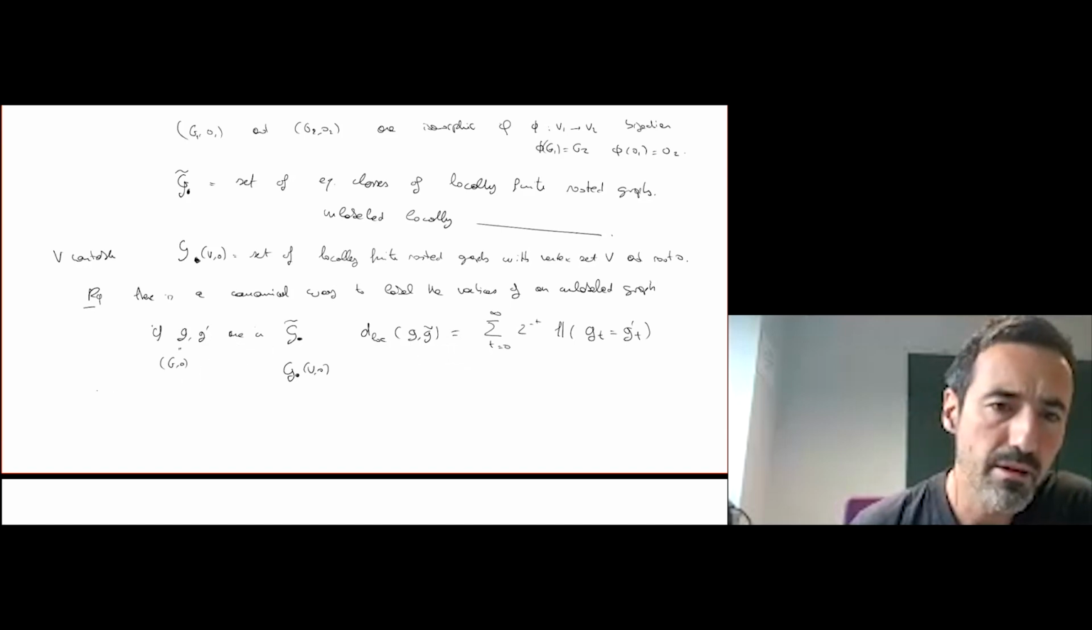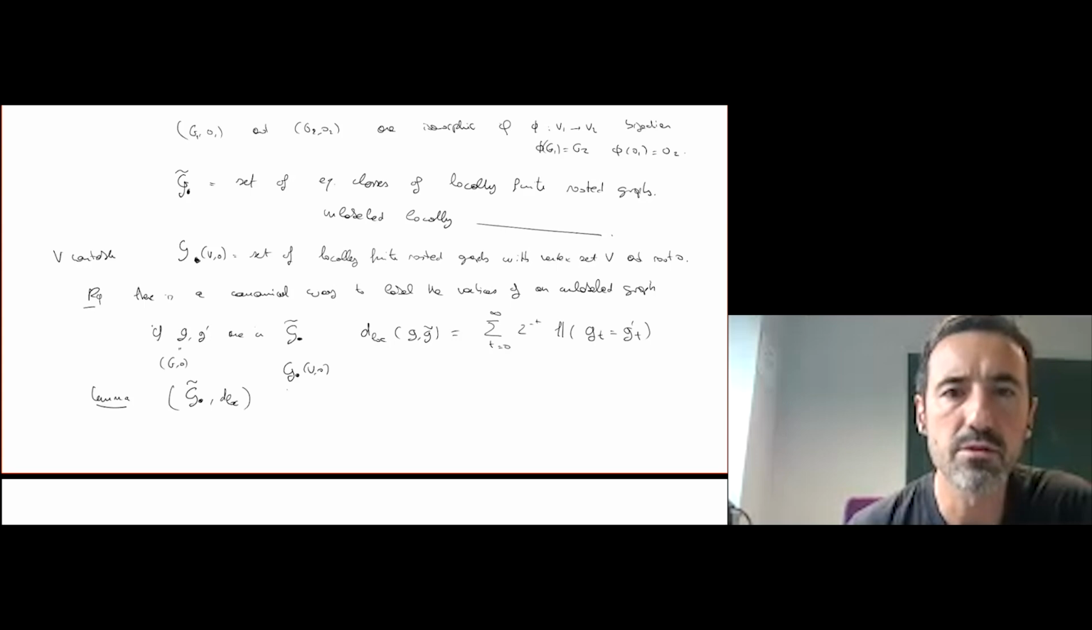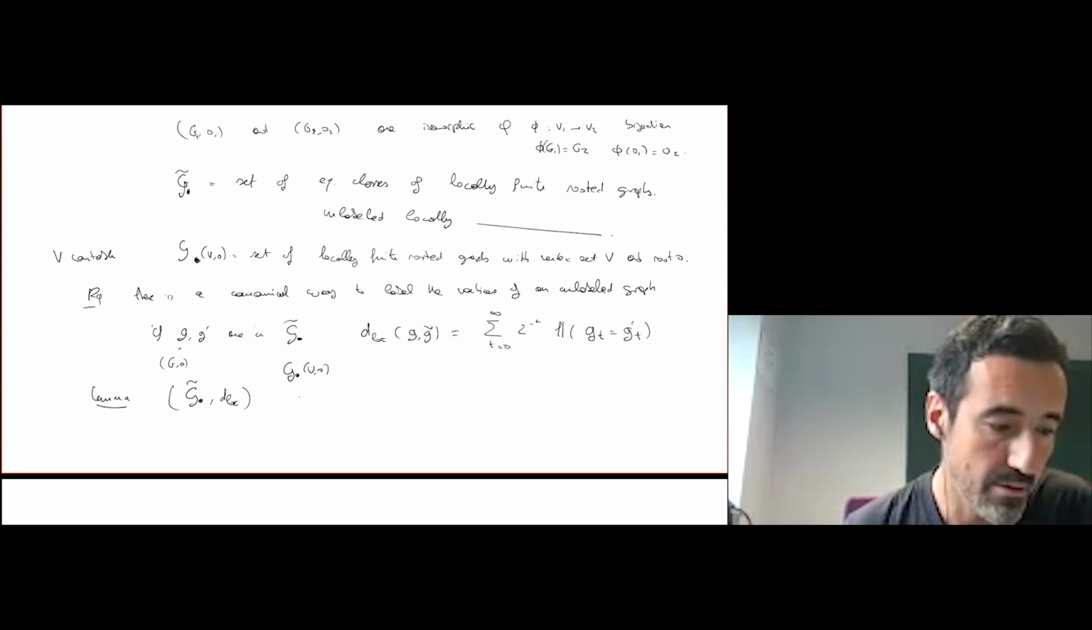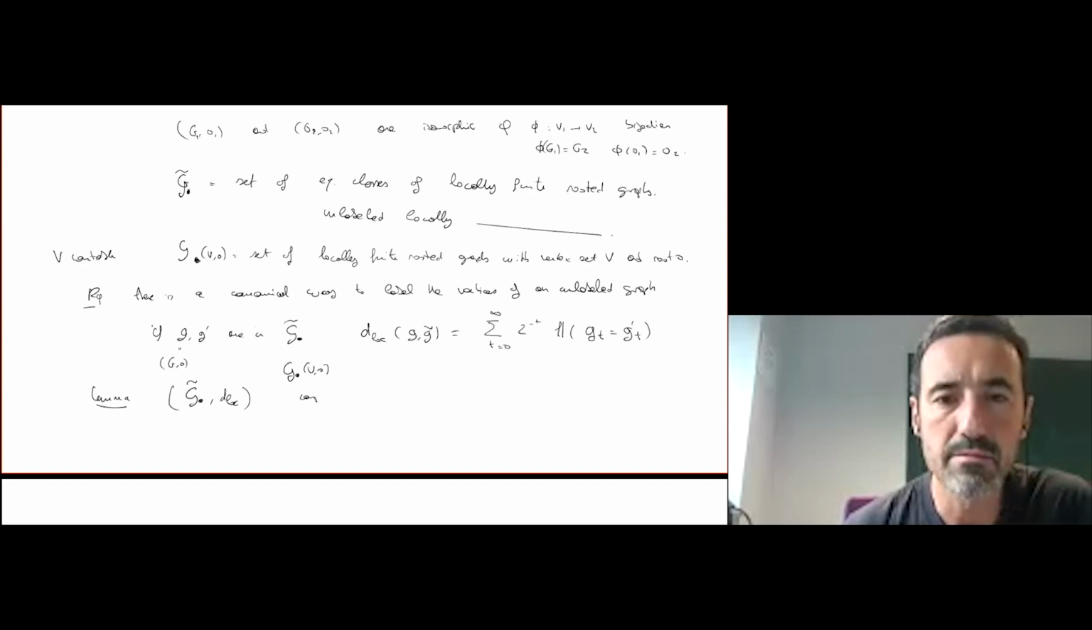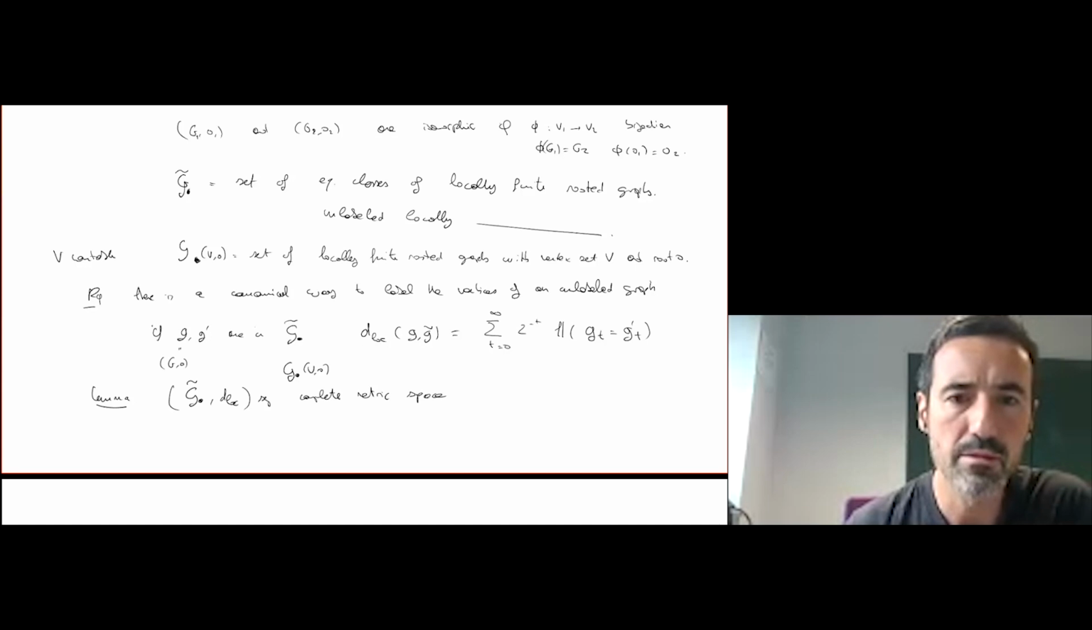And there is a lemma that when you endow such spaces with the local distance, you obtain a complete metric space. It's also separable.